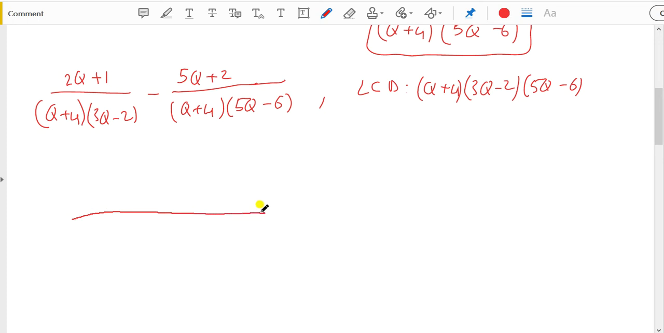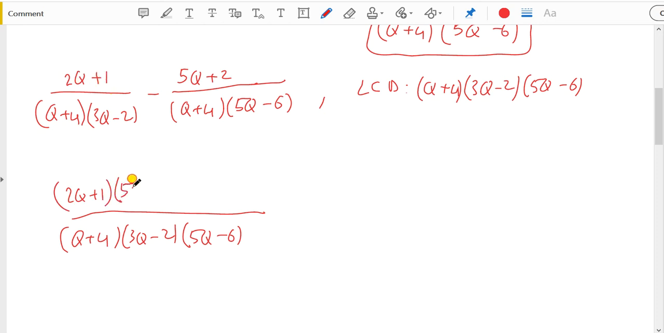So I know that the LCD is this whole thing here, q plus 4, 3q minus 2, and times 5q minus 6. Now let's look at the first rational expression. We can see that q plus 4, 3q minus 2 we already have here, but we don't have 5q minus 6, therefore you have to multiply that to the top. So the top already has this one, so we multiply 5q minus 6 because we multiply that to the bottom, so make sure you do the same thing to the top.